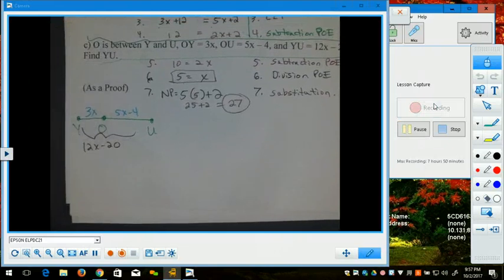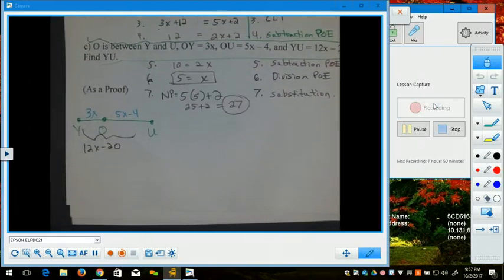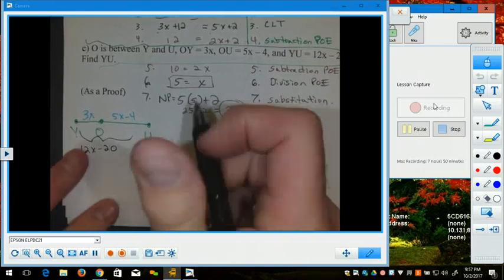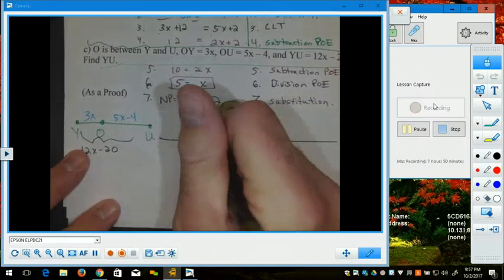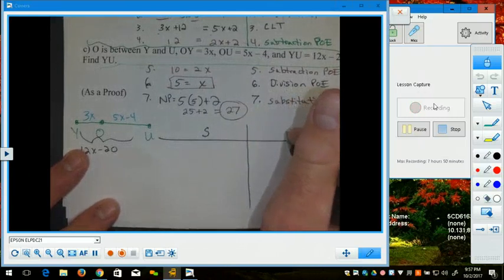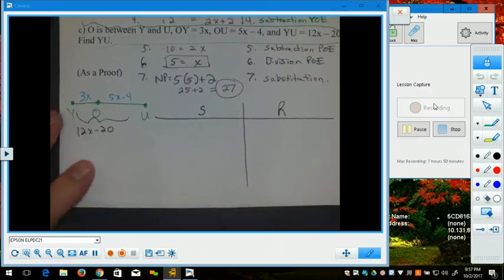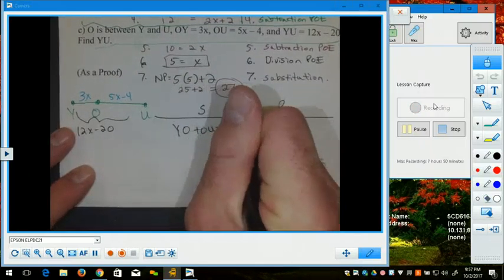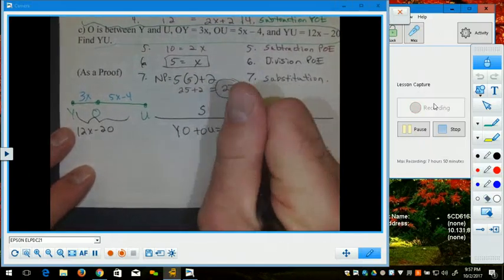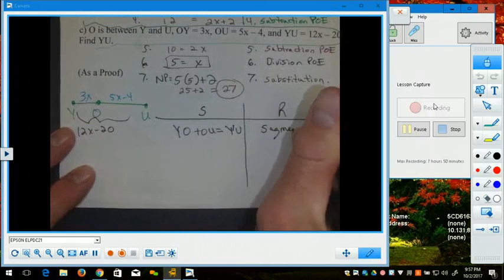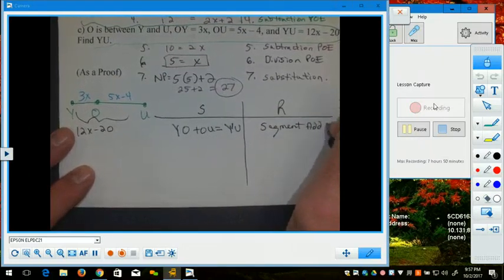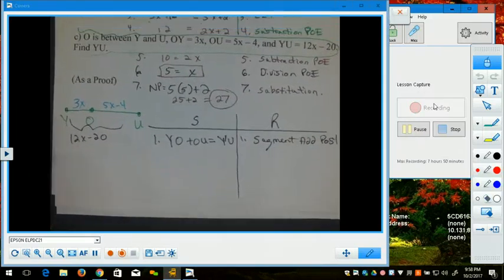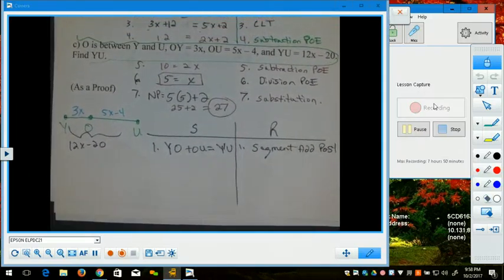Welcome back. Hopefully, if you did this correctly, you did the following. You started by having statements and reasons, and for time's sake, I'm just going to put S and R, and you can put that. We have YO plus OU equals YU. And how can we write that? By the segment addition postulate. That's our first equation, so it's numbered with a 1.